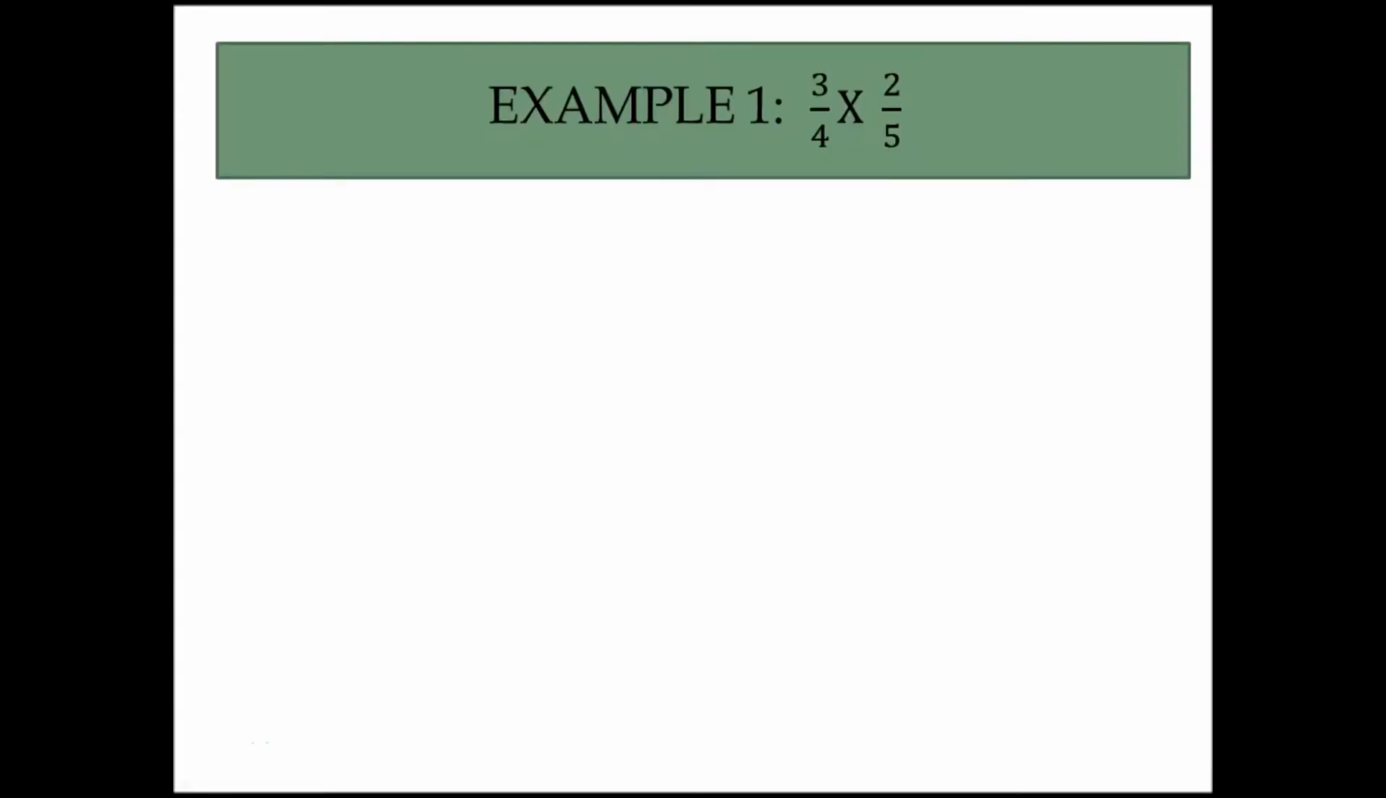This lesson is on multiplying and dividing fractions. So in example 1, we have 3 over 4 times 2 over 5. When you take those fractions and you multiply them, you're going to multiply across, and it's going to be 3 times 2 on the numerator and 4 times 5 on the denominator. So that's going to come out to 6 over 20.